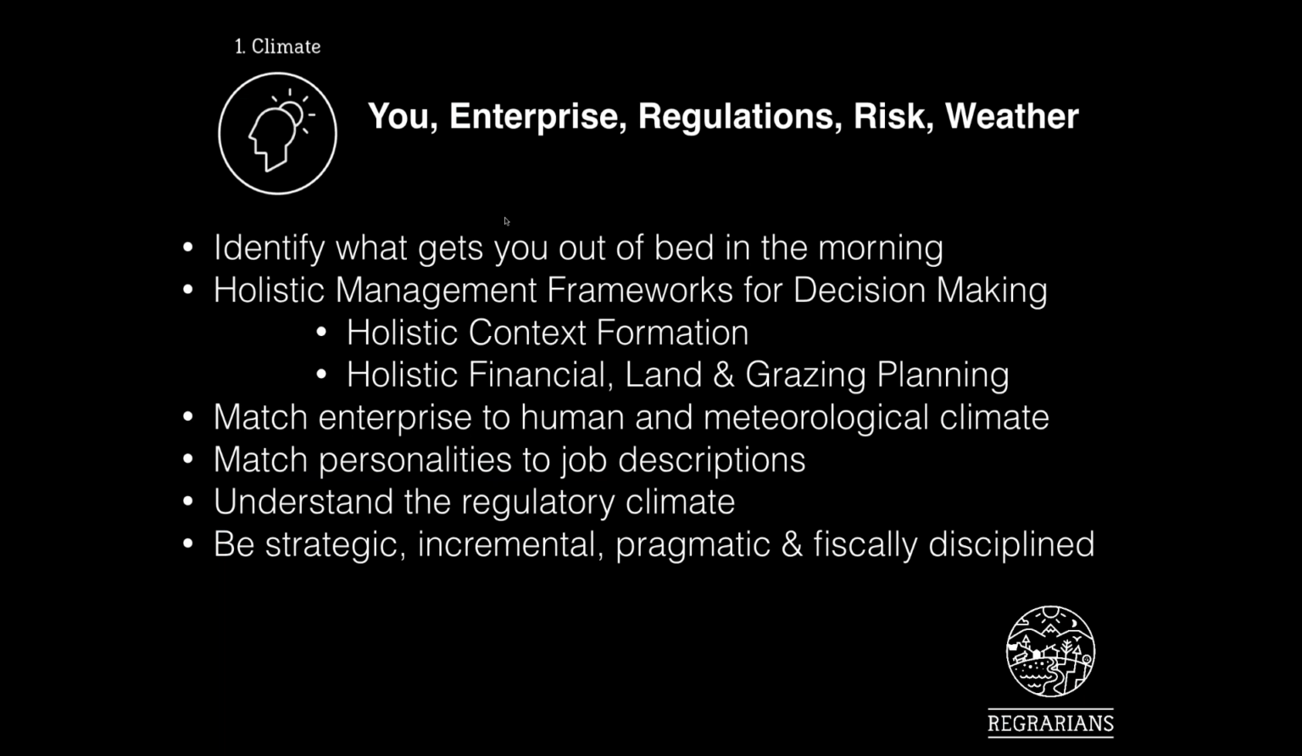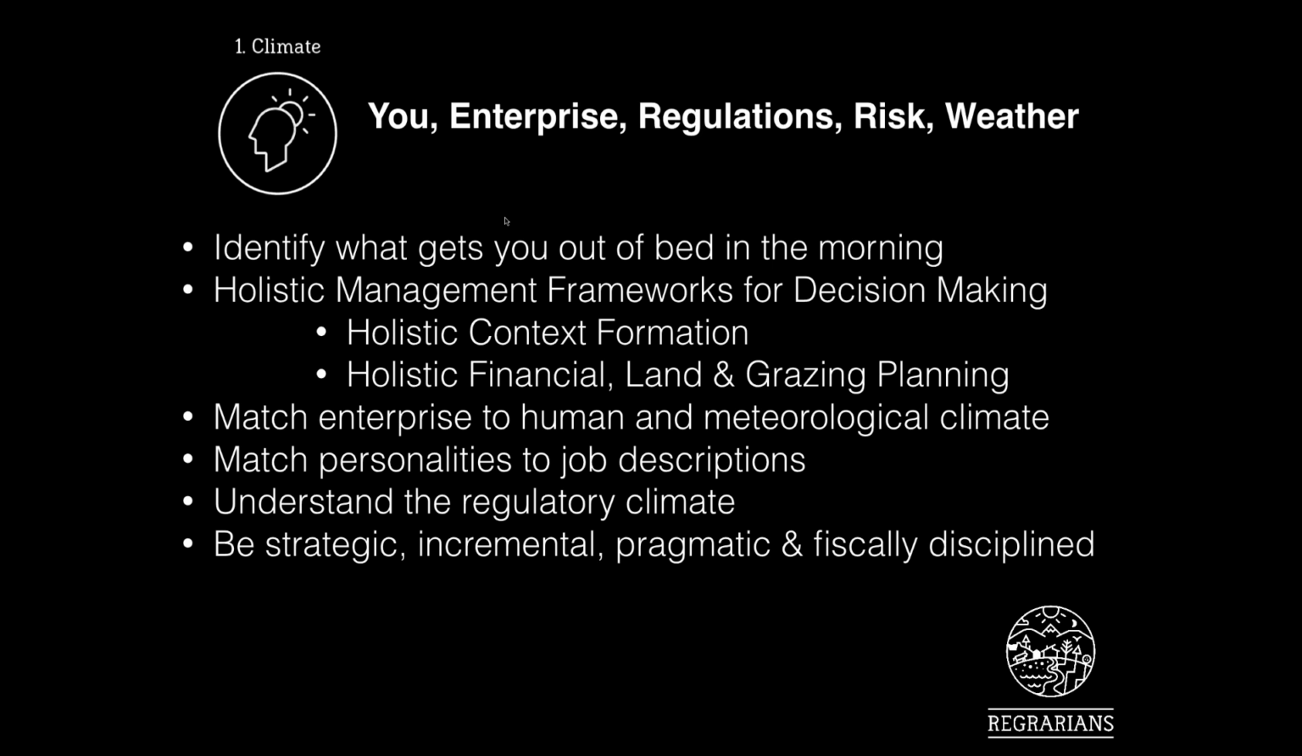So when we look at climate, for example, we're looking at your enterprise, regulations, risk, and the weather. And with that, we're identifying what gets you out of bed in the morning. We're identifying holistic management frameworks for decision making through the development of holistic context formation, which Javin will help us all with. And from that will spring a holistic financial, land, cropping and grazing planning processes. And so they'll very much be constitutional and framing to what goes on. And with that, trying to match your enterprise to the human and meteorological climate.